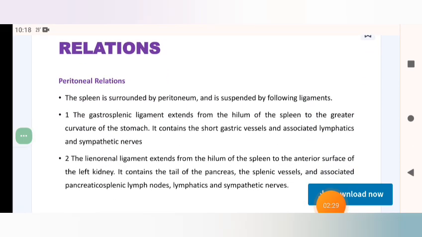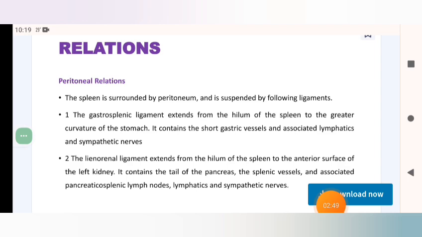Relations. Peritoneal relations. The spleen is surrounded by peritoneum and is supported by the following ligaments. First is the gastrosplenic ligament, which extends from the hilum of the spleen to the greater curvature of the stomach, where it contains the short gastric vessels and associated lymphatics and sympathetic nerves.